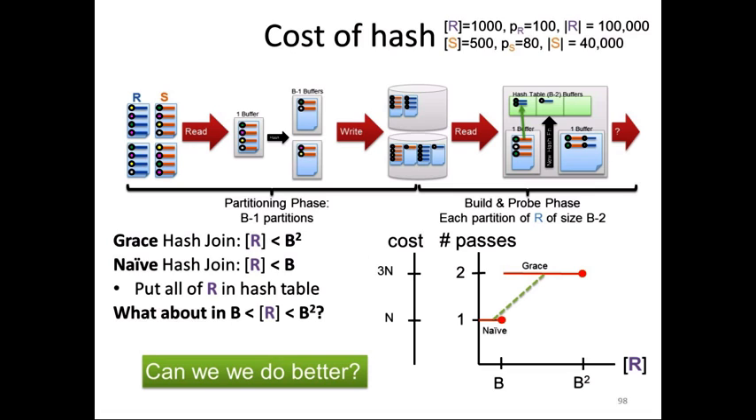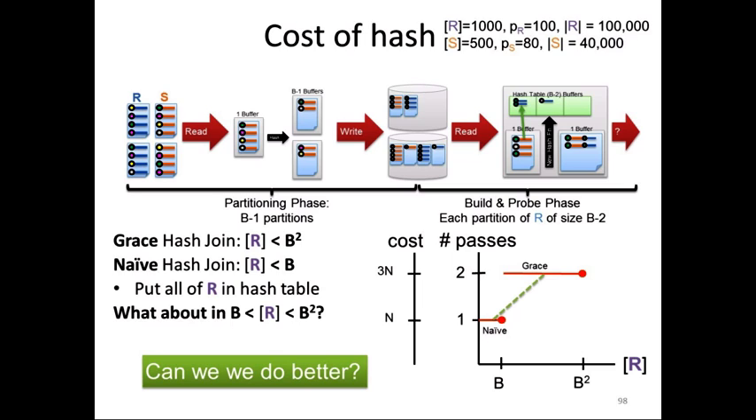And the question is, do we really have to pay this jump as a step in the cost function? Obviously the cost will be N here, just reading all the data once with naive hashing, and 3N with Grace hash. So it's a steep increase in cost depending on the size of R. And the question is, can we pay this increase in cost in a more gradual manner instead of just jumping from N to 3N?